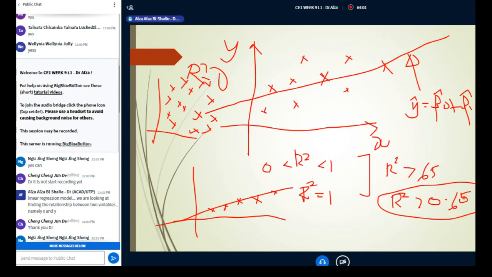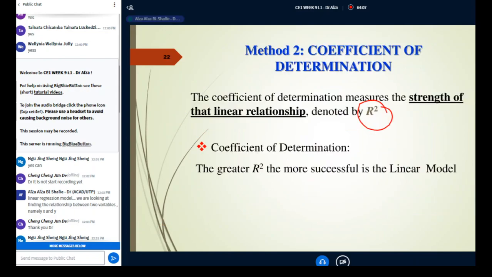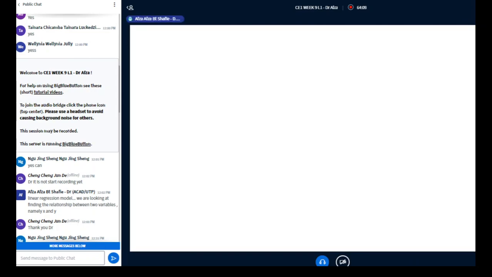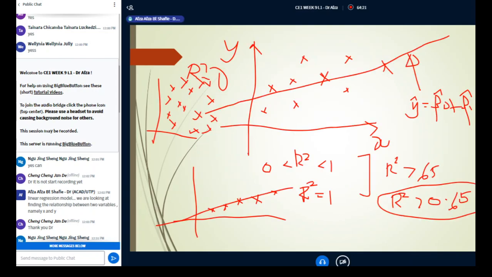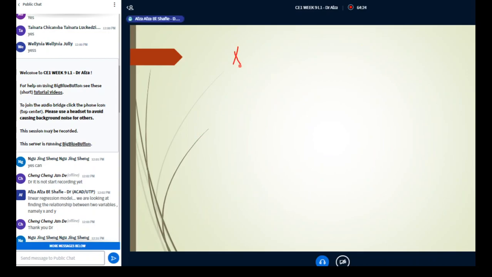So how do we measure the R squared? This is how we measure it. Remember your ANOVA in the last class? Let me go back to that slide. In last week's class, I hope you still remember, we said SST is equal to SS treatment plus SS error.